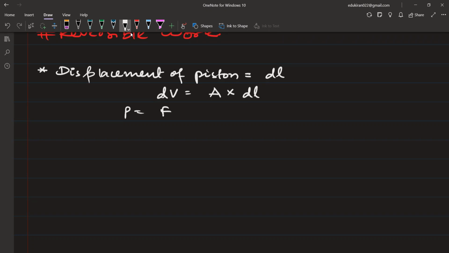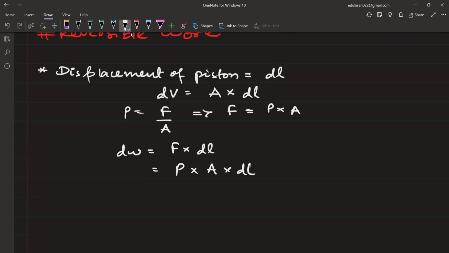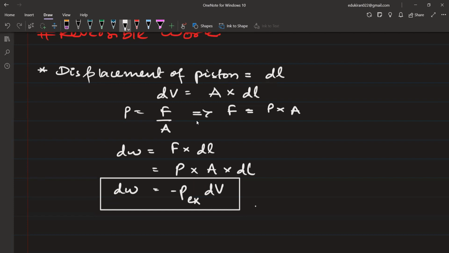Pressure is equal to force upon area. That means force is equal to pressure into area. And the small work that will be done will be equal to force into the small distance. Force is equal to pressure into area into small distance. And we can write this as dW is equal to minus P external into A into DL, which will be equal to dV. Okay, so here also we are getting the same thing in terms of P external.